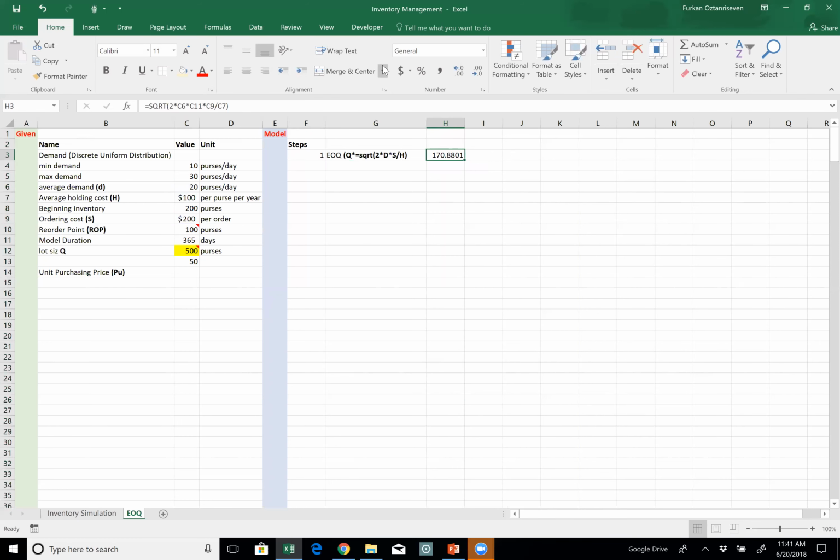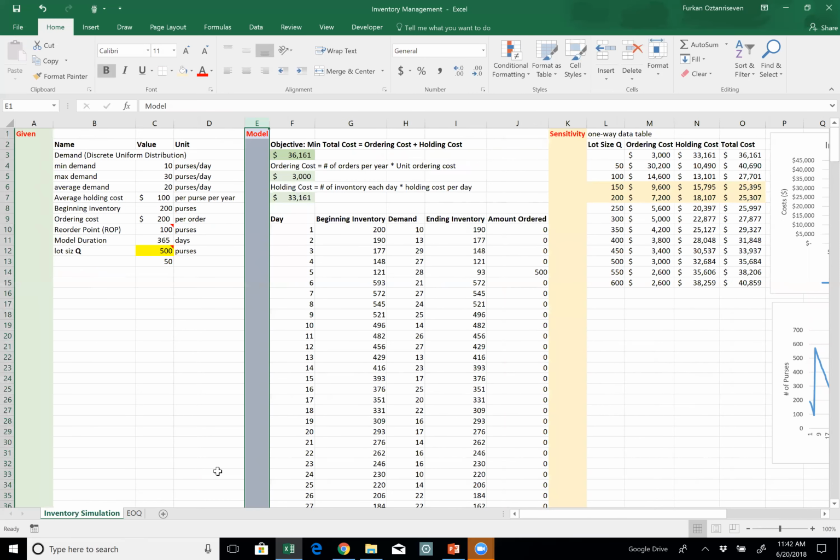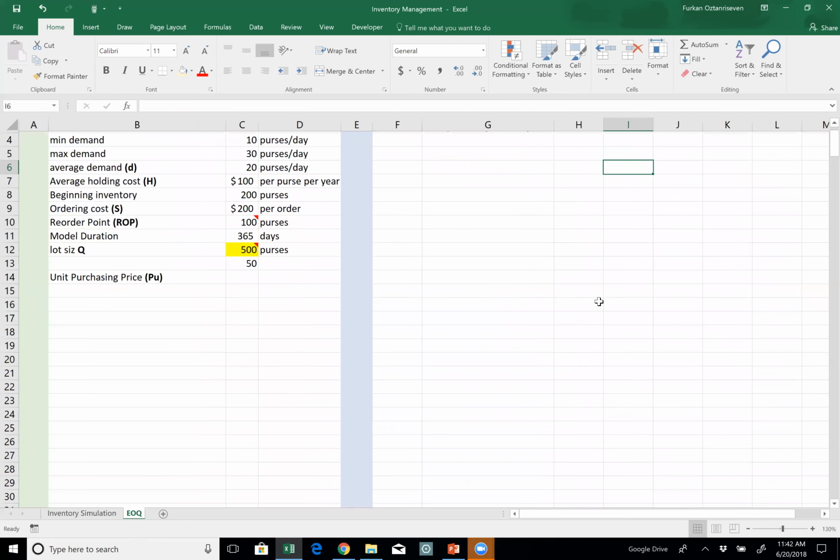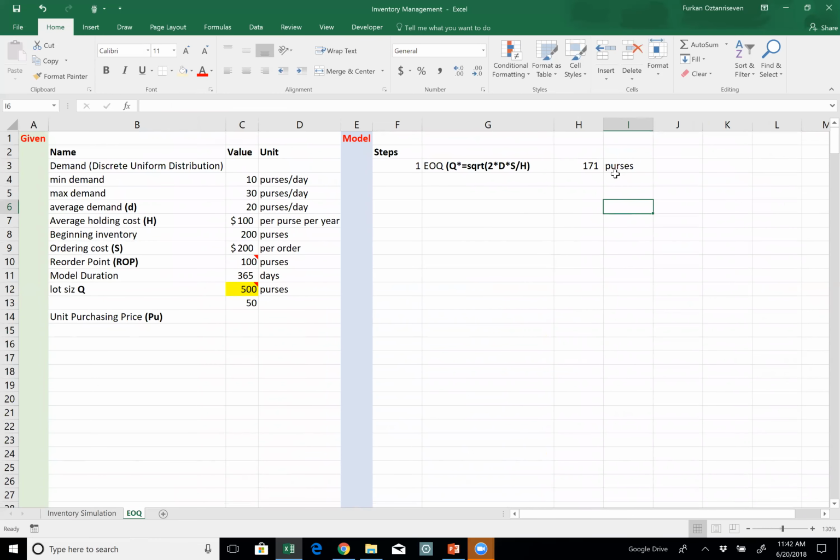So if I run this number, it is around 171 purses. That kind of makes sense. If you look at the inventory simulation, we said somewhere between 150 and 200, and the exact quantity is 171 purses. So that's the best number of purses that I should order, which will minimize my cost.